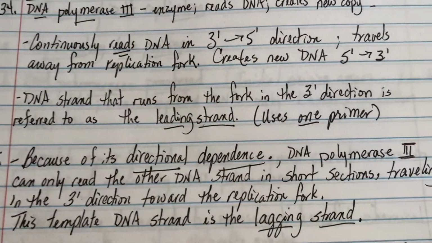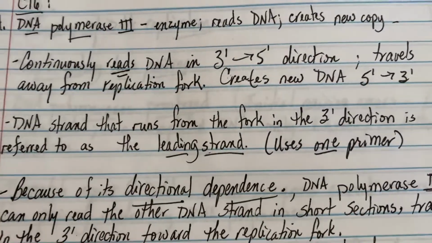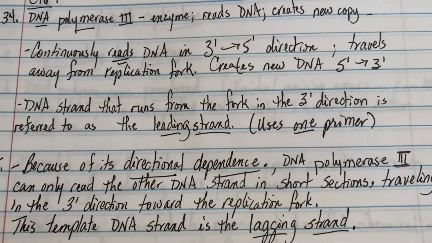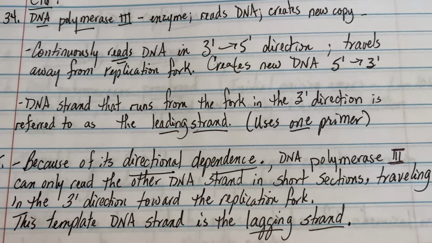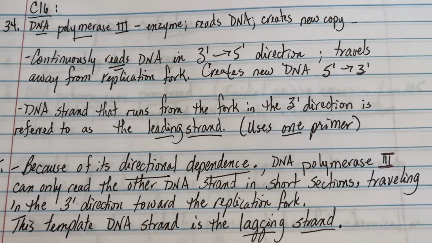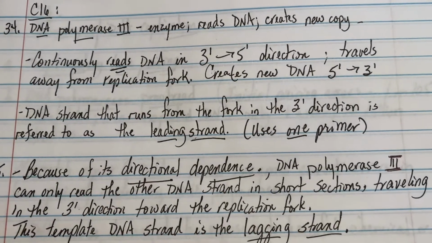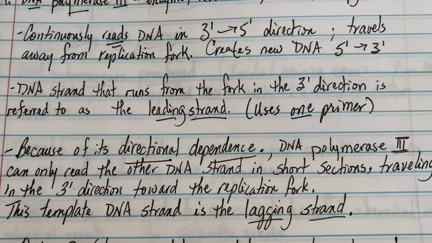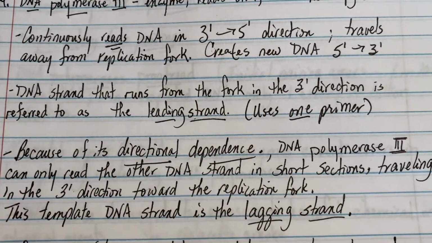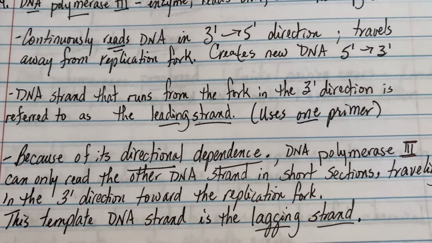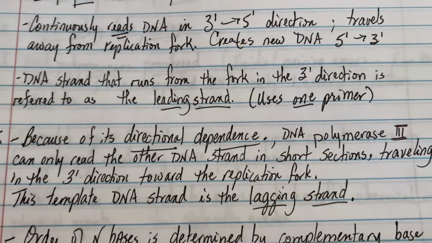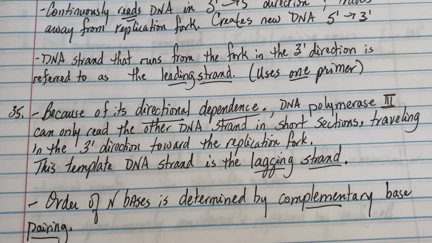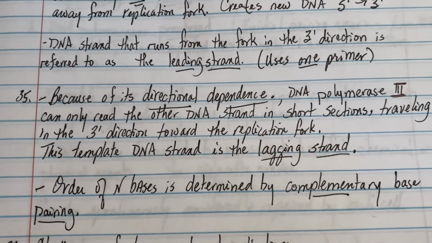But here's the problem. Because of its directional dependence, the DNA polymerase III can only read the other DNA strand in short sections, traveling in the 3' direction, and this is very important, toward the replication fork. So this strand is always called the lagging strand. Remember, the order of the nitrogen bases is determined by complementary base pairing, of course.